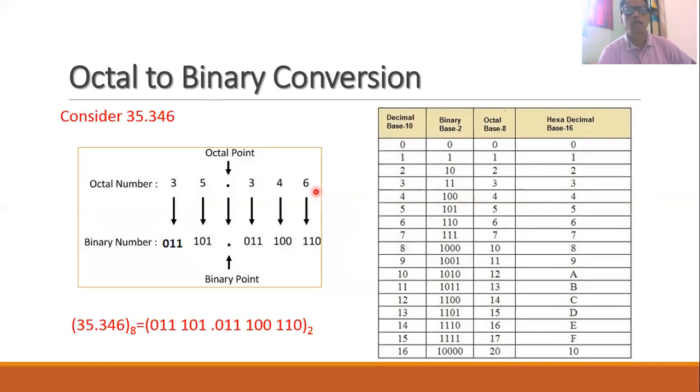And for this octal digit 6, the binary equivalent will be 110. So we need to make use of this table in order to write the corresponding binary number for each octal digit, and then we will get the corresponding binary equivalent number. So for this given octal number 35.346, the binary equivalent will be 011 101 . 011 100 110.